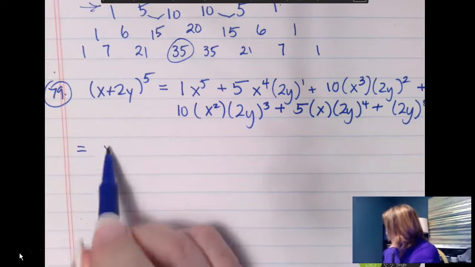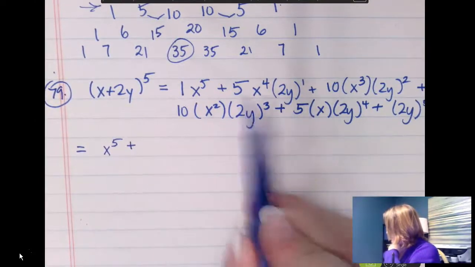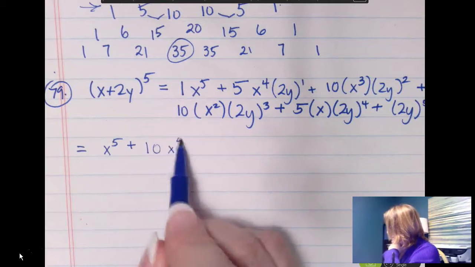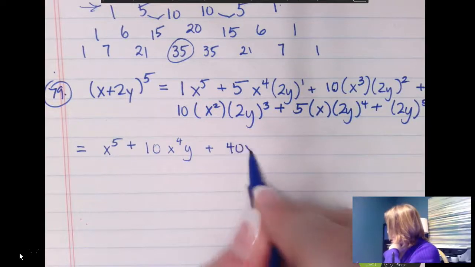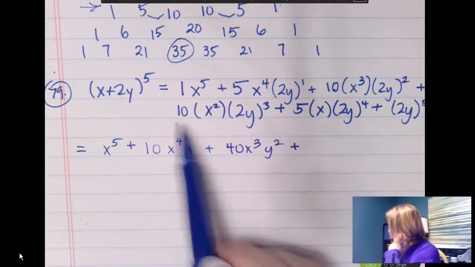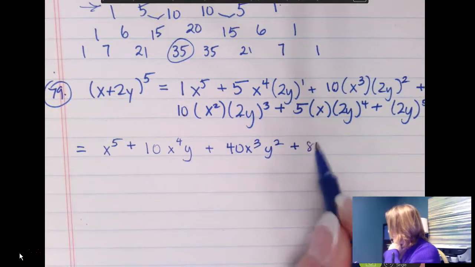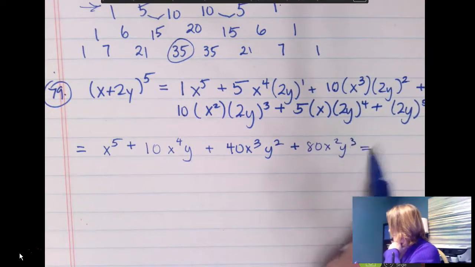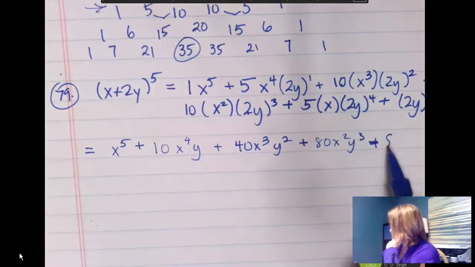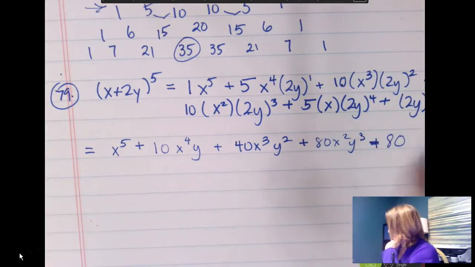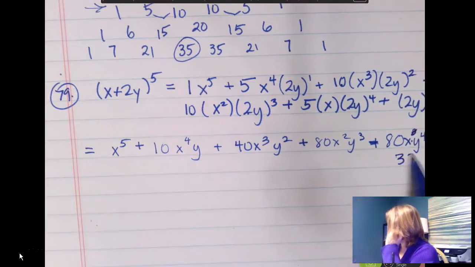coefficients. So I've got x to the fifth plus 5 times 2 is 10, x to the fourth y, plus 10 times 2 squared, so that's 40x cubed y squared, plus 10 times 2 cubed, which is 80 x squared y to the third, plus 2 to the fourth is 16 times 5 is 80 x y to the fourth, x to the 1, plus, then this last term, 2 to the fifth, is 32y to the fifth.